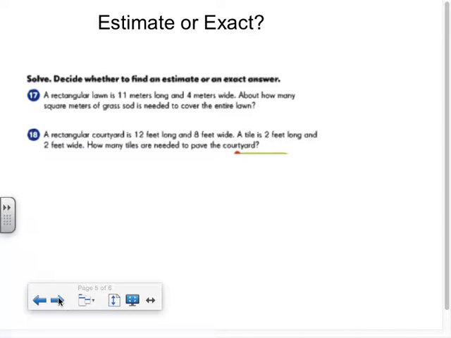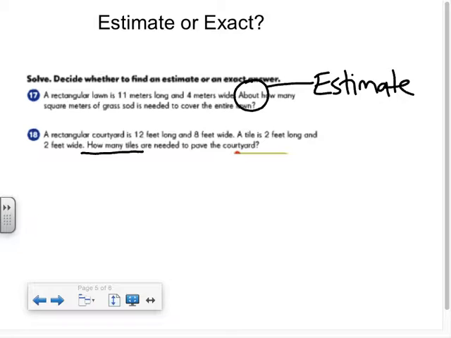Lastly, we went over exact and estimate in class. And remember, the key words for exact and estimate are that if my problem says about, you're going to find an estimate. If my problem says something like how many or how much, that's looking for your exact number. So the clue for us in exact and estimate is that word about. Whenever you see the word about, you're going to estimate. If you don't see the word about, you're going to be finding an exact.